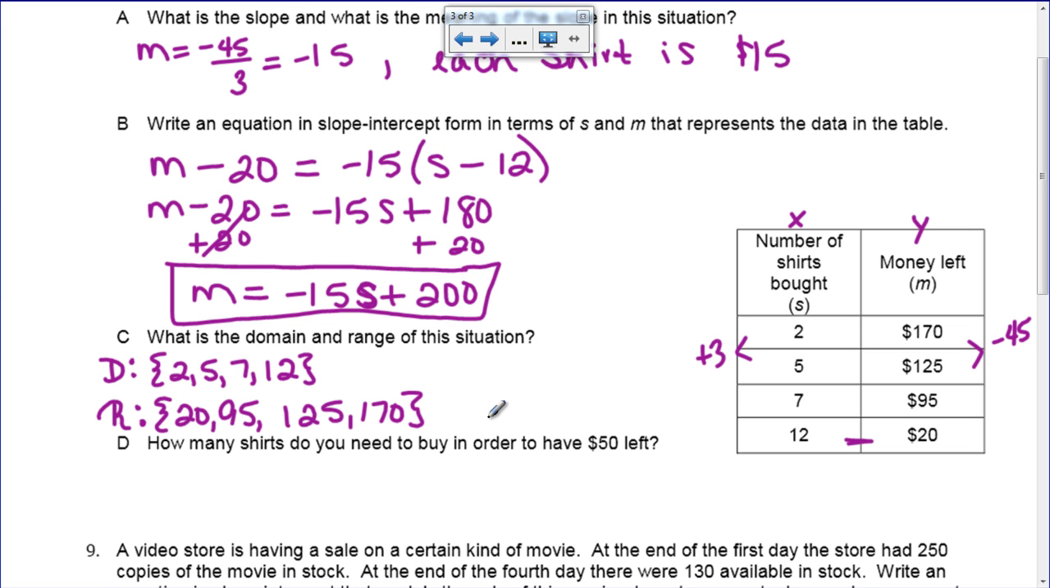So last question asks, how many shirts do I need in order to have $50 left? Well, here's my equation. I want $50 left. Well, the amount of money left is M, so I want M to be 50.